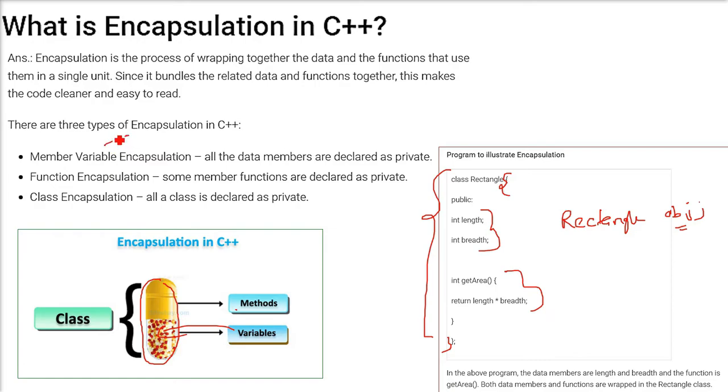So there are 3 types of encapsulation: member variable encapsulation, function encapsulation, and class encapsulation. Member variable encapsulation means all the data members are declared as private. This is member variable encapsulation. Function encapsulation, some member functions are declared as private, and class encapsulation means the class is itself declared as private.